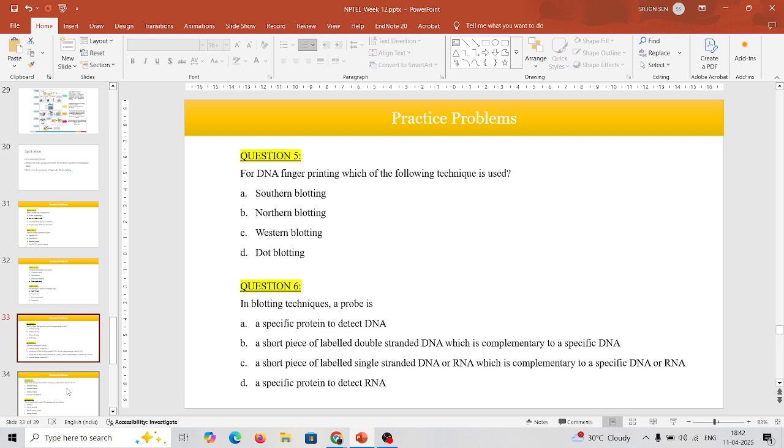The next one is for DNA fingerprinting. Which of the following techniques is used? So for DNA fingerprinting, what do you use? We use Southern blotting.